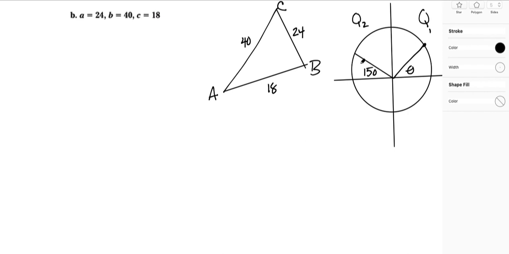So what we know is that there's a little bit of ambiguity when we bring in the law of sines when we're dealing with an obtuse angle, not with the acute angle that stays within quadrant 1. So let us use our law of cosines to find this larger angle. So how would I do that?